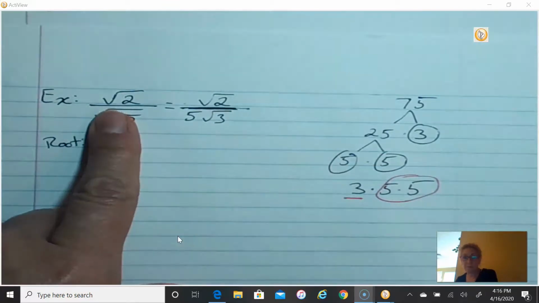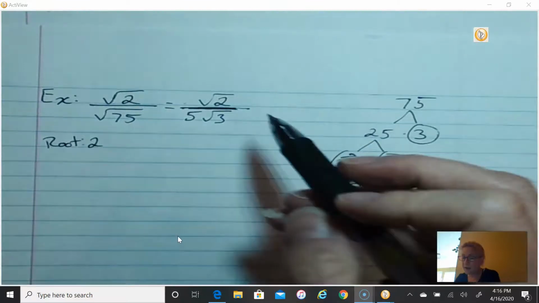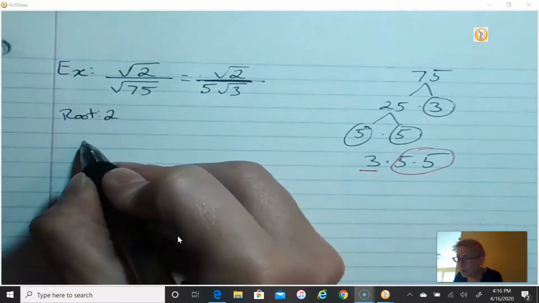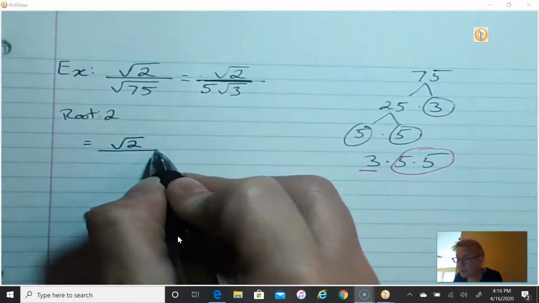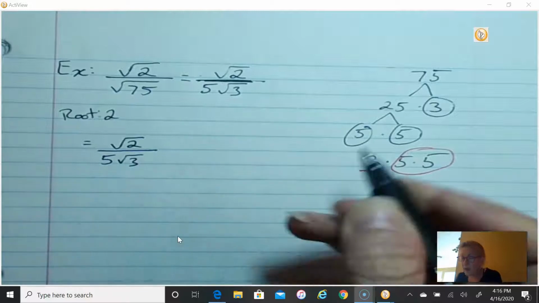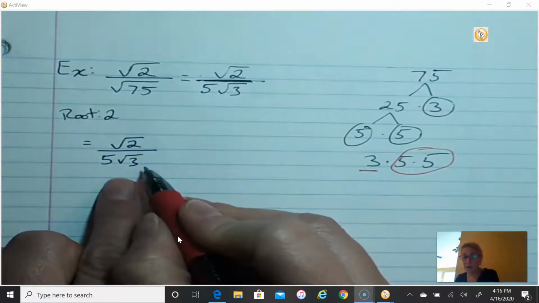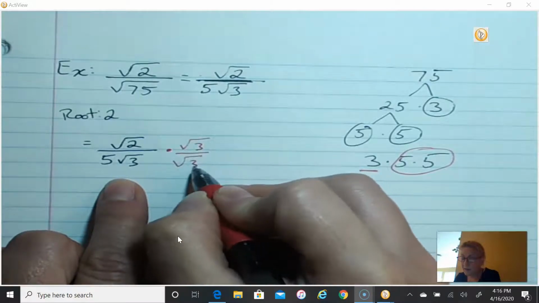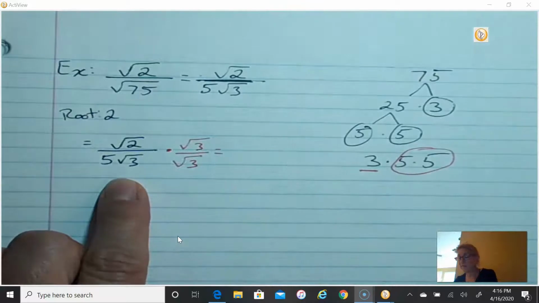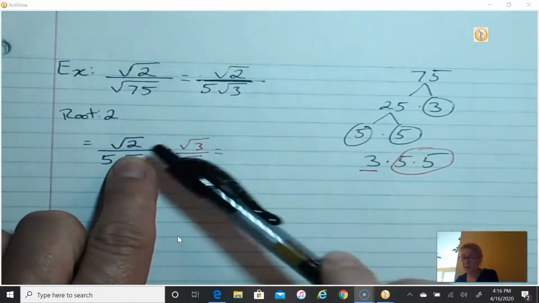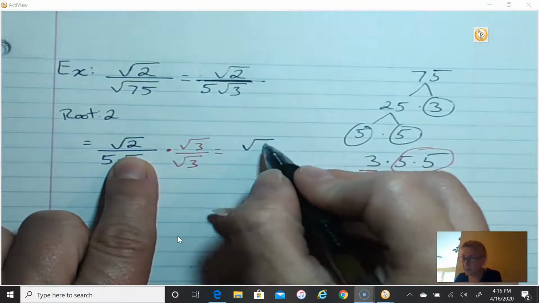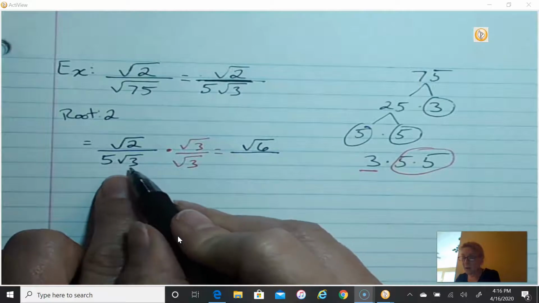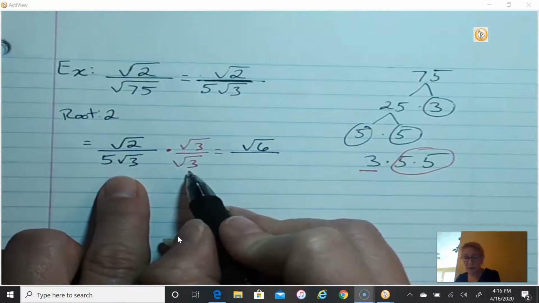That is carried over. Okay, I have a radical sign here. Can I have a radical sign? Nope. So I'm going to rewrite it down here and show you what you do. You've got to get rid of that radical sign. So how do you get rid of it? Radical 3, radical 3. You're multiplying. So radical 2 times radical 3. And yes, that's how I say it, radical. All right. Radical 3 times radical 3.